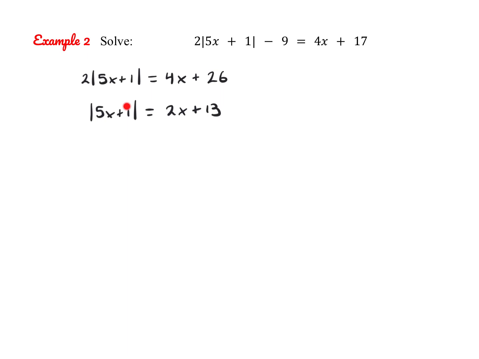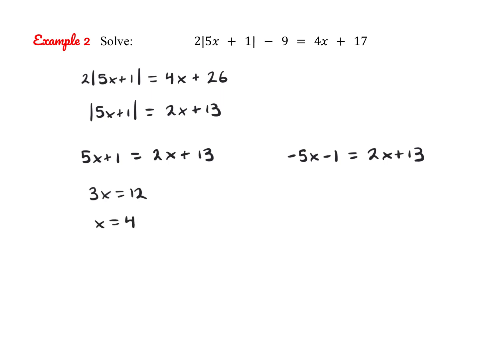And now that I'm done isolating, I'm going to create my two separate cases. So for the positive case, essentially the absolute value signs just disappear. Everything inside the absolute values we're assuming is already positive, so they're not really doing anything. And then for the negative case, everything inside your absolute value becomes opposite. So negative 5x minus 1 equals 2x plus 13. And then from here, we just solve each one separately. So 3x equals 12, x equals 4. Then for my negative case, it gives us 7x equals negative 14, so x equals negative 2.